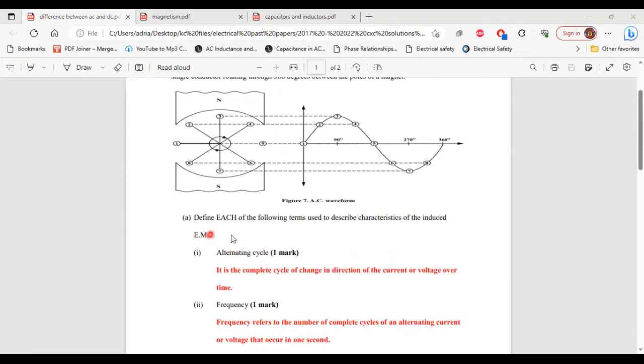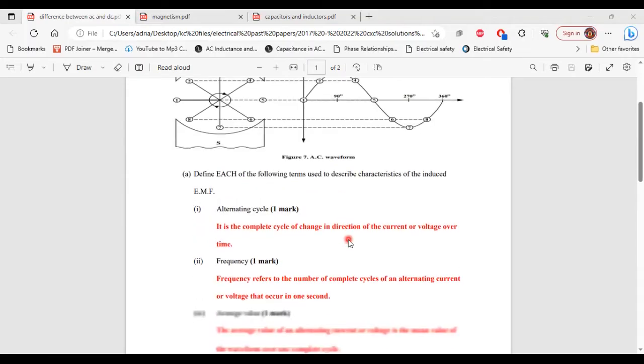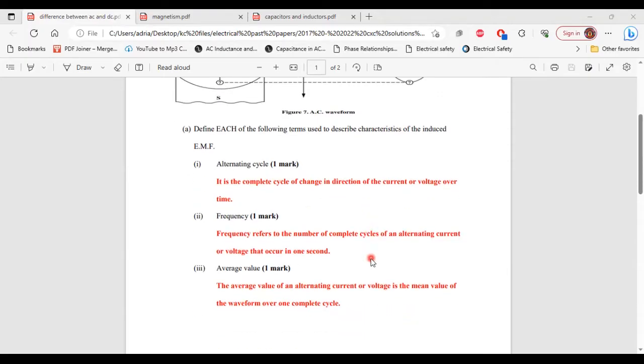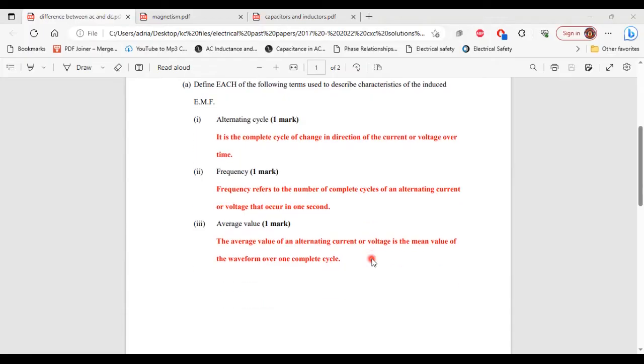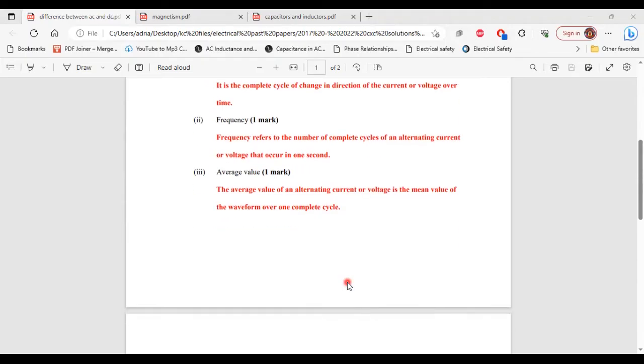Part A, it says, define each of the following terms used to describe characteristics of the induced EMF. So the first term, alternating cycle. This is the complete cycle of change in direction of the current or voltage over time. Part two, frequency. Frequency refers to the number of complete cycles of an alternating current or voltage that occur in 1 second. Part three, average value. The average value of an alternating current or voltage is the mean value of the waveform over one complete cycle.